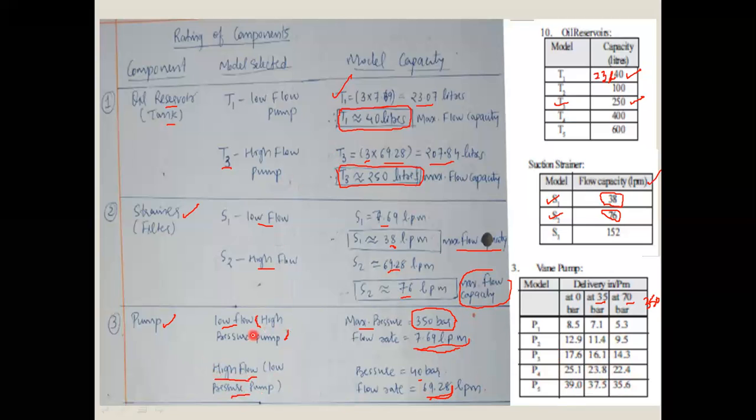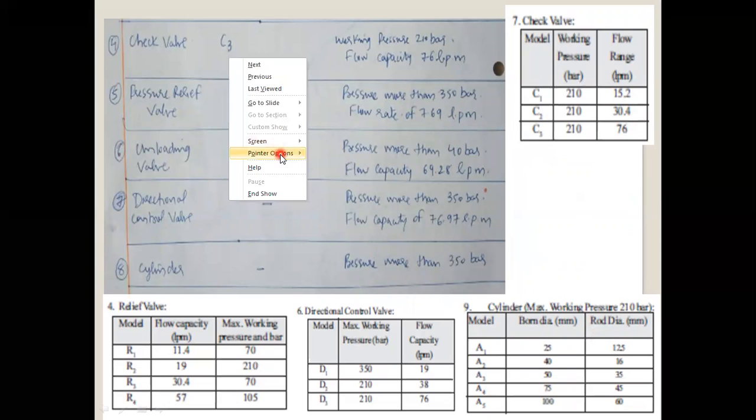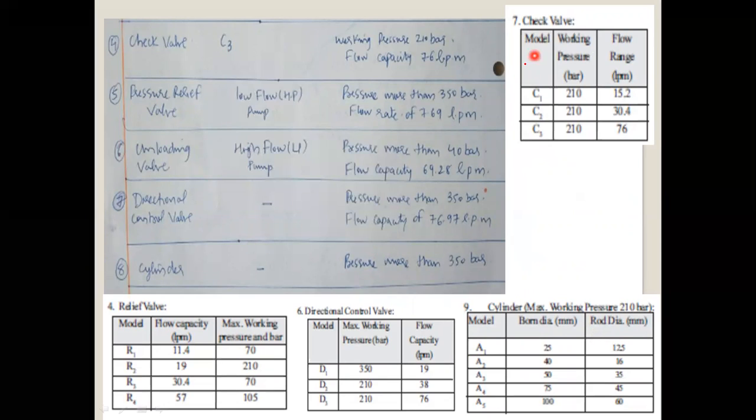The model itself is a high flow, low pressure pump, and the maximum pressure here is 40 bar and the flow rate will be 69.28 liters per minute. Then coming to the check valve. If you see the check valve model, the working pressure is 210 bar and the flow capacity is 76 liters per minute.